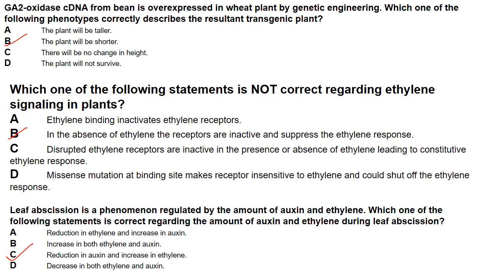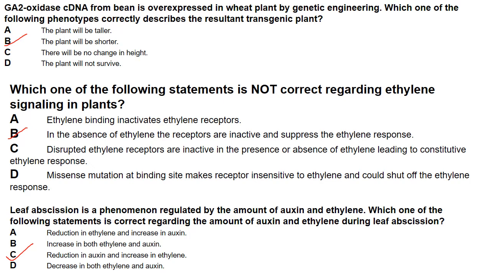GA2 oxidase cDNA from bean is overexpressed in wheat plant by genetic engineering. Which one of the following phenotypes correctly describes the resultant transgenic plant? So GA2 oxidase reduces the endogenous bioactive gibberellic acid content of the plant, and hence it results in dwarfism. So when GA2 oxidase cDNA from bean is overexpressed in wheat, it will result in plants which are shorter. Answer is option B.